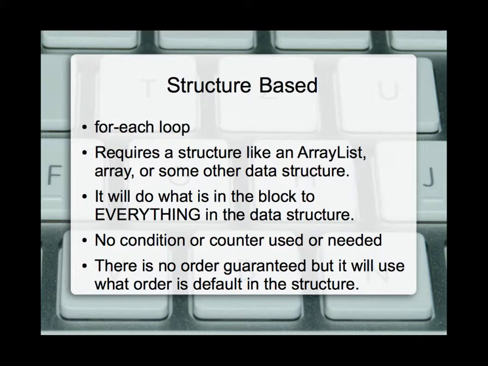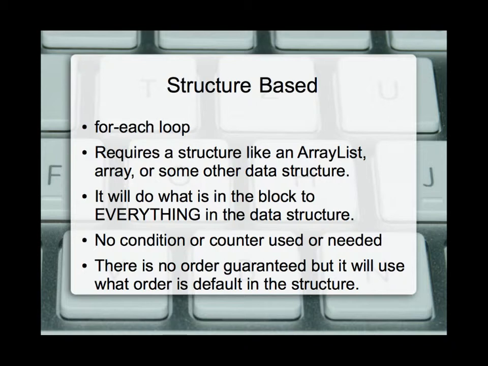Additionally, when using a for each loop, there is no condition that is evaluated. There's no test that happens. Rather, the loop body will execute for every single instance of the item stored within the structure that is being looped over. Hence the term for each, for everything inside that structure. There is also no counter. Because of this, there is no way that we can actually say that we're going to go in any specific order.